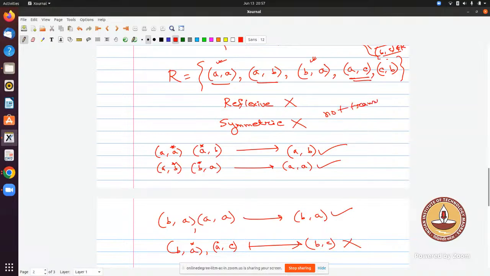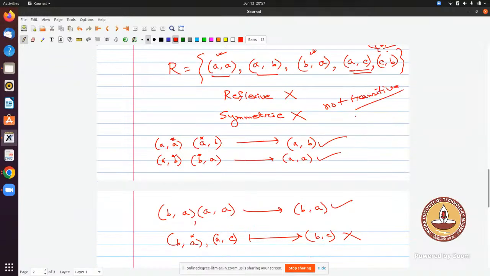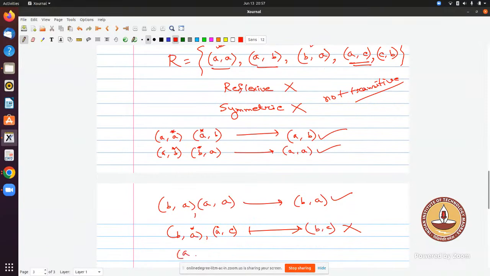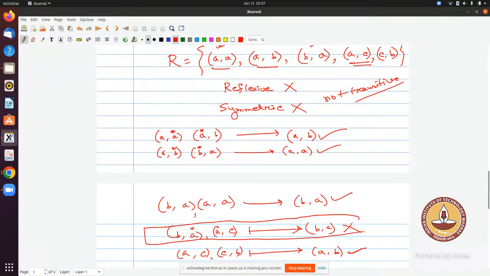Is it clear? Yes, sir. But again, if you see the last two pairs, A comma C and C comma B, which element should be there? A comma B is there, but this element is not there. This is not happening. That's why it is not transitive.